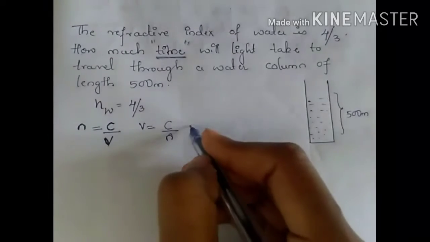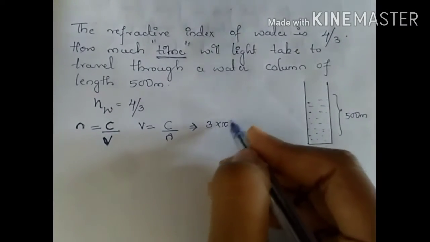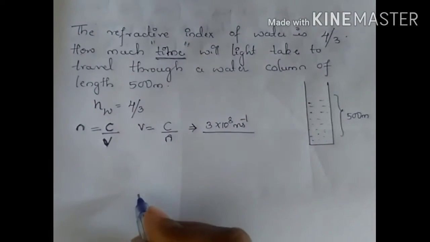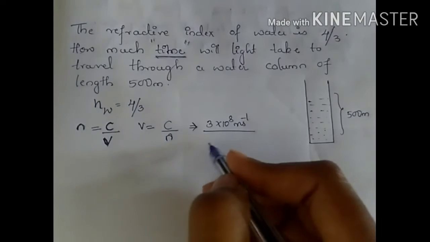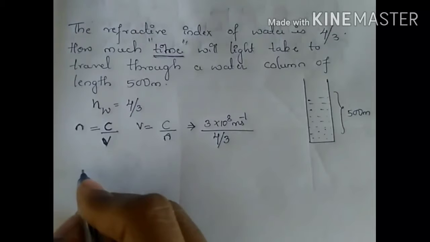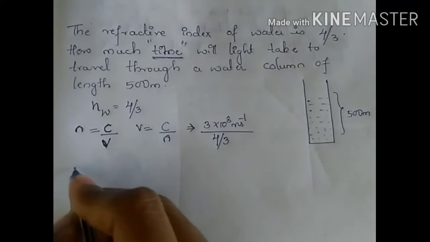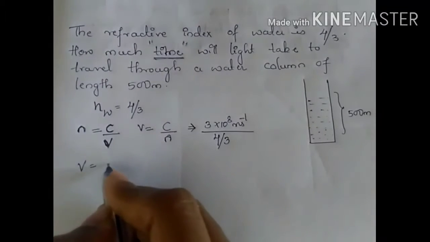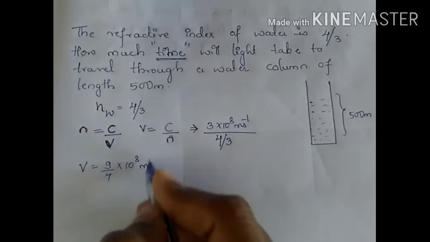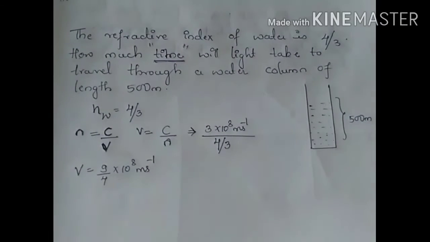So if I substitute the value of c here, c is 3 into 10 power 8 meters per second divided by n, which is given. n is 4/3. So what will happen? 3 threes are 9, 9 by 4. v is equal to 9 by 4 into 10 power 8 meters per second. So this is what we get.